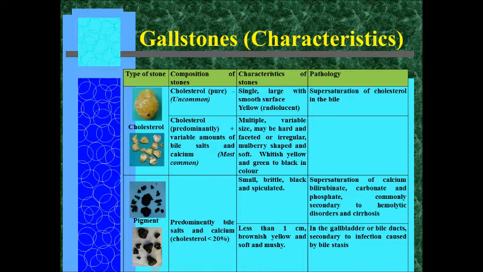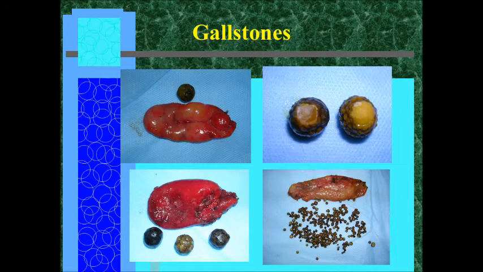There are stones which are usually 1 cm and less, which are brownish yellow in color, and soft and mushy, and they occur in the gallbladder or the bile duct secondary to infection caused by bile stasis. Here you see the varieties of stones: single, double, triple, and multiple, and in varied colors.